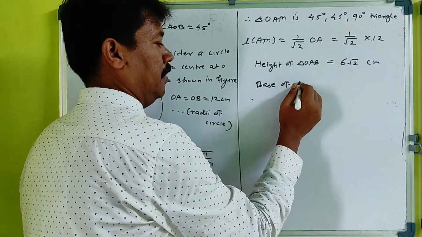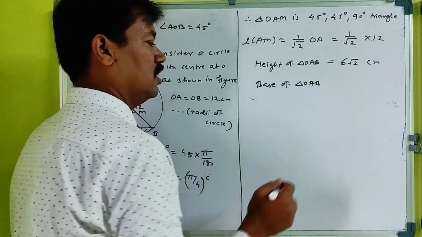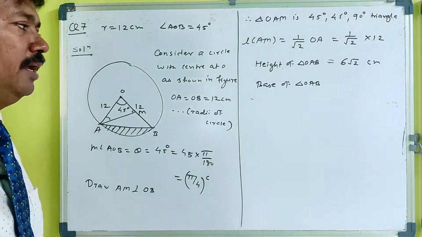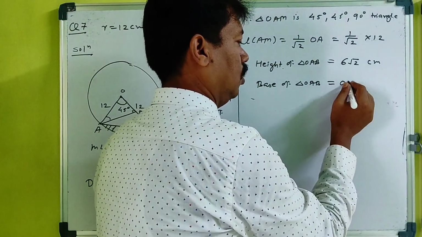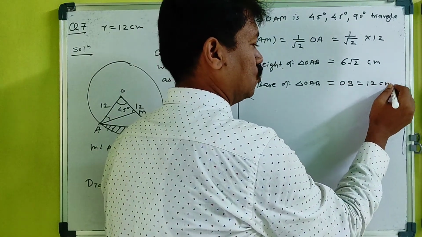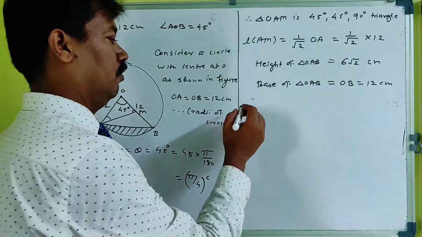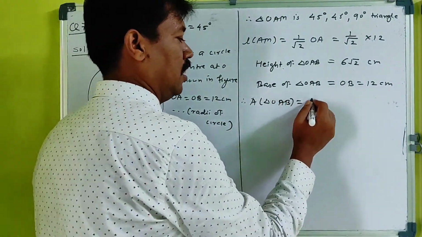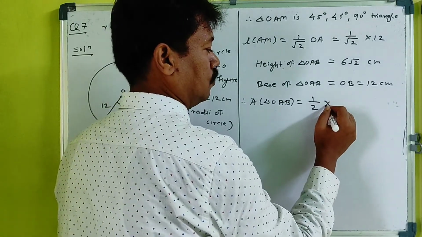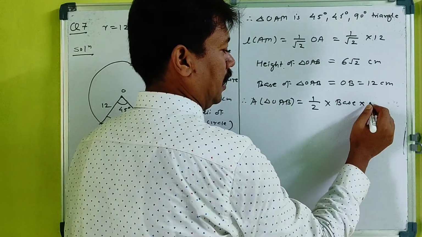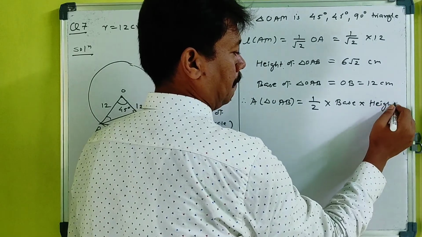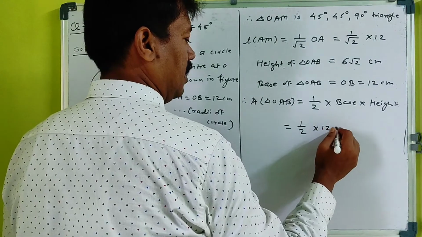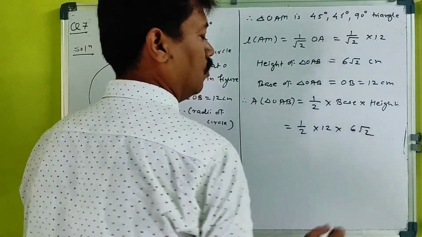Base of triangle OAB, because if we consider this as the height, then this is the base, which is OB, that is equal to 12 centimeter. Therefore, area of triangle OAB is half into base into height. That is a very simple formula. So that is half into 12 into 6 root 2.